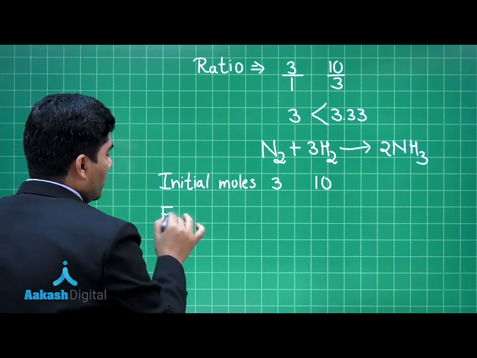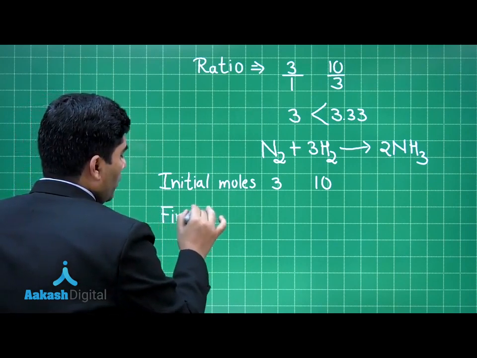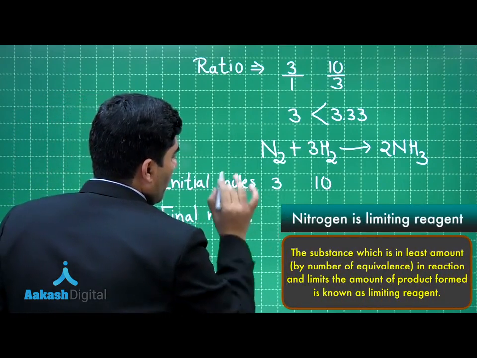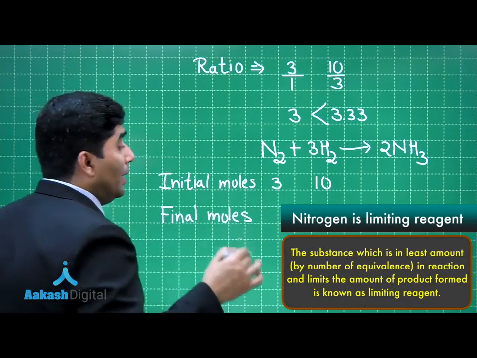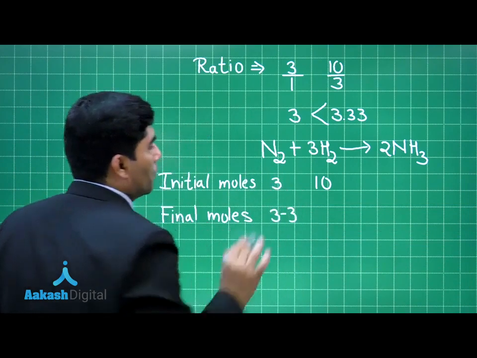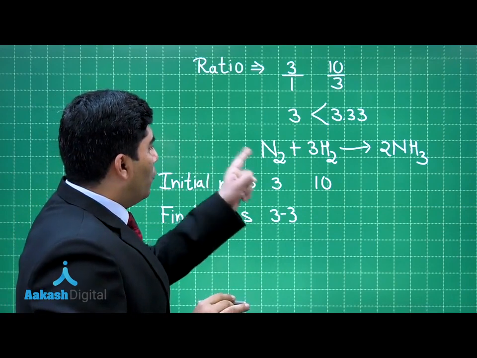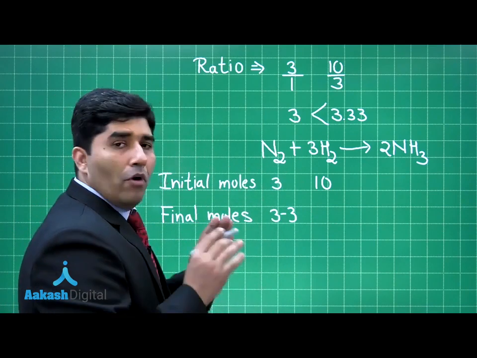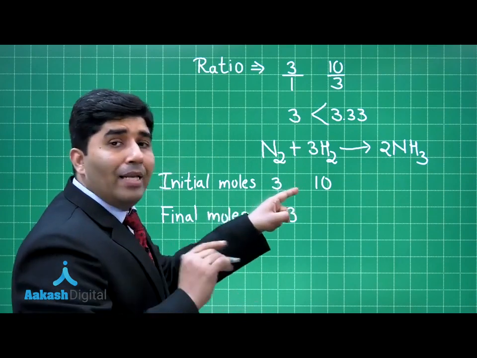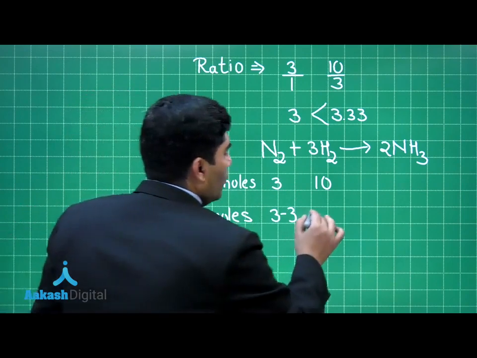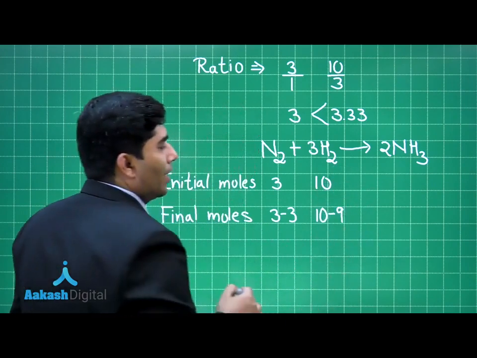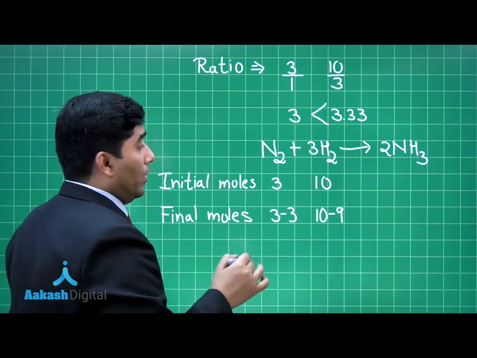the final number of moles will be, nitrogen will be completely consumed in this reaction, therefore it is 3 minus 3, right? So 1 mole of nitrogen needs 3 moles of hydrogen. Therefore, 3 moles of nitrogen will need 9 moles of hydrogen. Therefore, out of this 10, 9 will be consumed.